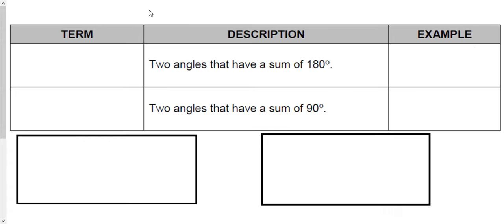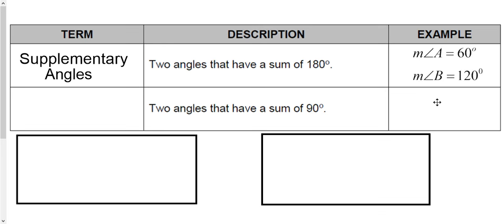Couple of new terms here. Two angles that have a sum, which means add up to 180, are called supplementary angles. For instance, if one is 60 and 120, these add up to 180. So we say A and B are supplementary angles.